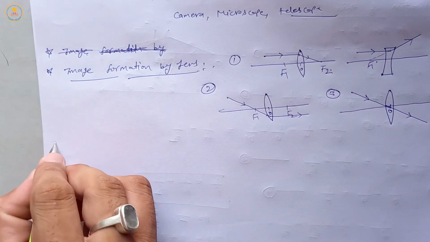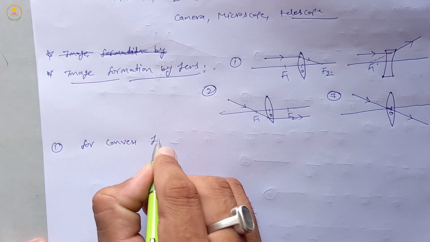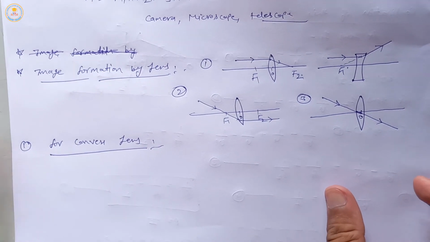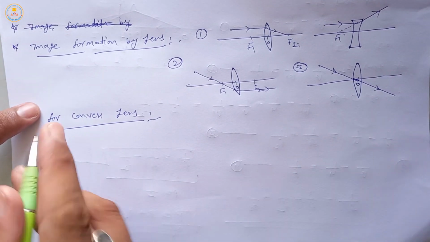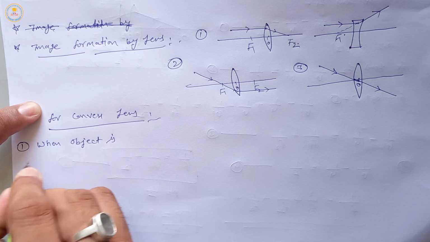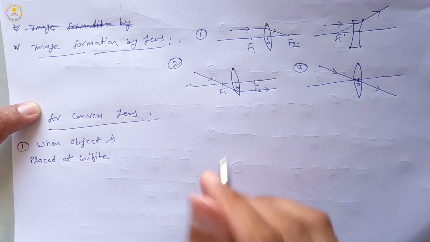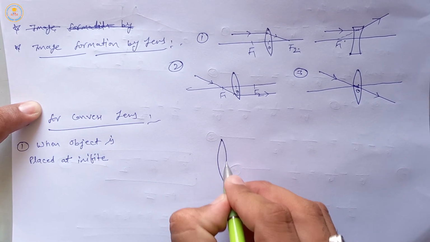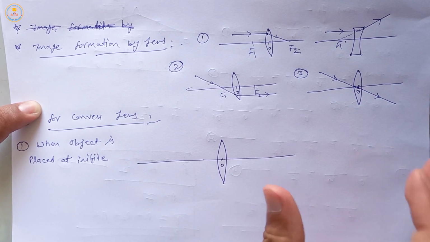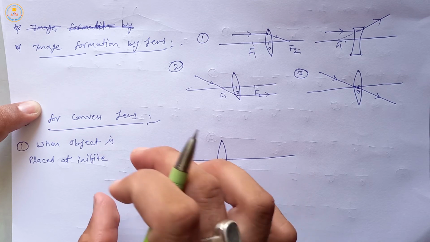Okay, now firstly for the convex lens, for image formation we take some different situations of an object. So the first situation is when the object is placed at infinity. Okay, so for this we have a convex lens. This is the convex lens and this is the principal axis. Okay, this is the optical center O. Clear it. When the object is placed at infinity, then the rays coming from the object are parallel to each other.